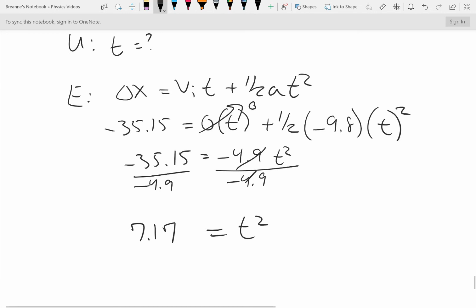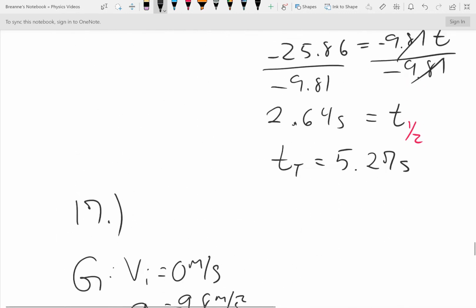We have to get rid of that squared. So do not forget to square root. And that gives you 2.68 seconds. Now that is the whole entire time it took to fall going down.